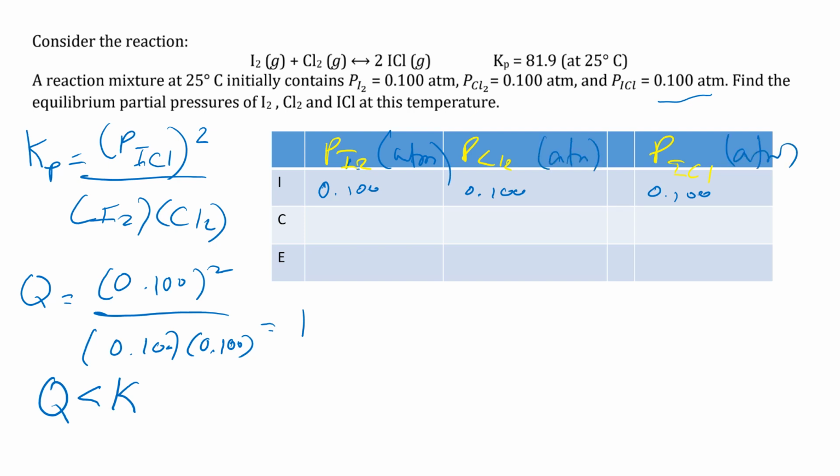So we said that because my Q is less than my K, I'm going to proceed towards the products. So that means I'm going to have to form product. To do that, you have to take away from the reactants and give to the product. So stoichiometrically, P sub I2 decreases by minus x, so it is PCl2. But because ICl is increasing and there's a 2 for the coefficient, it's going to increase by 2x.